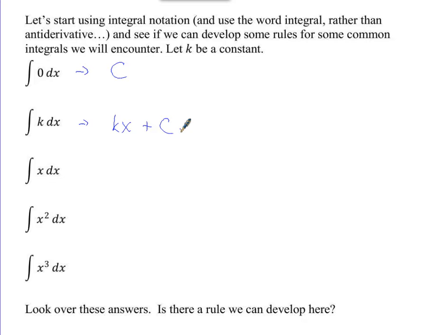Think about that one. Go the other way. Take the derivative of some number x, like 3x, take the derivative, you get 3, okay? If I have kx, any number, I take the derivative, and I just get k. Next one, integral of x dx. x squared, that's it.